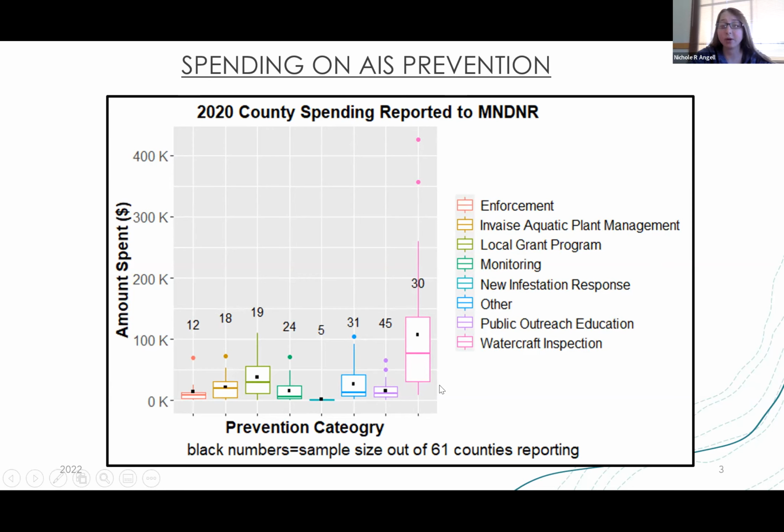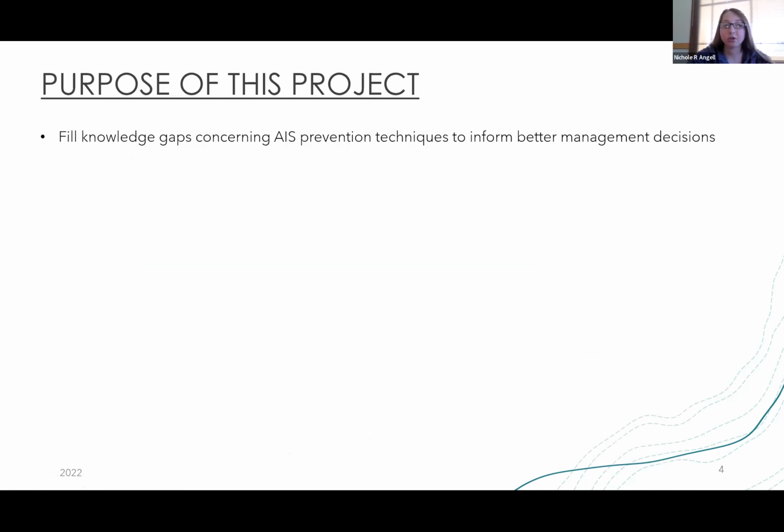As you can see, there's a lot of money being spent on watercraft inspections. And this black dot right here is showing the mean, the average. So what that's saying is, of those counties that reported, on average, just over $100,000 is being spent on watercraft inspections alone every year. Now that's a lot of money if you ask me, but what's even more interesting is that we don't really know how effective watercraft inspections actually are. So that's where this project comes in.